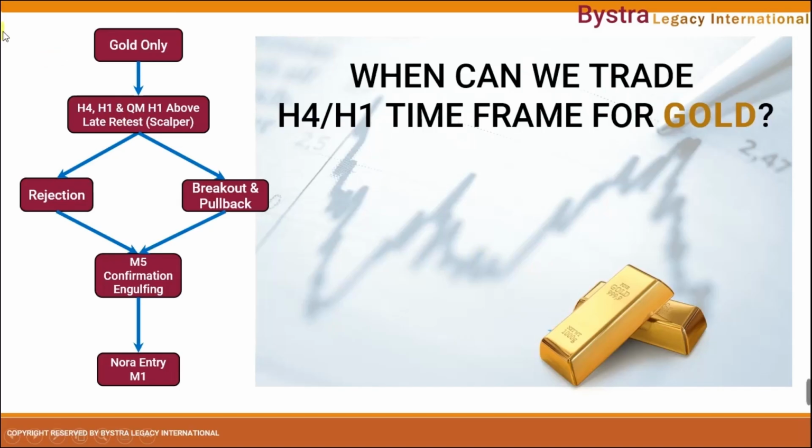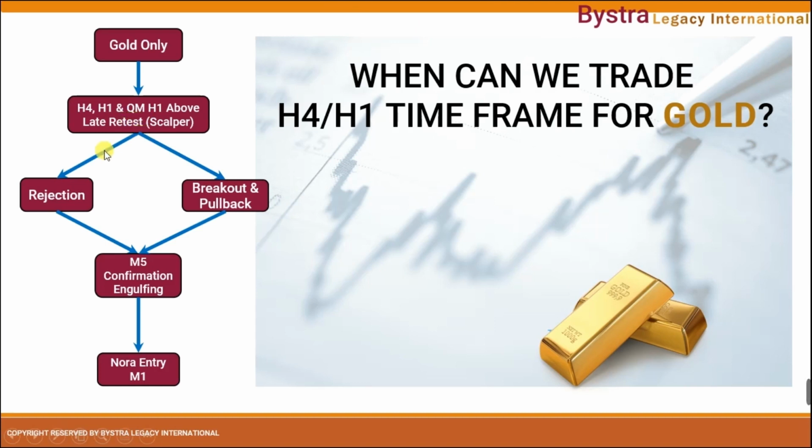So here we can see the SOP, or we call it the flow chart, of how we want to analyze gold. We can start from the H4 time frame or the H1 time frame for danger zone SNR. Of course, it is better to come with the second movement, or we can use the QM leg retest at the H1 or H4 time frame.